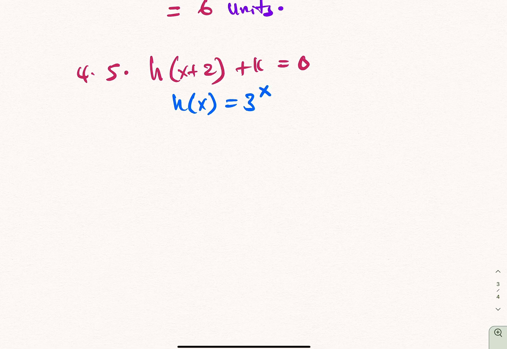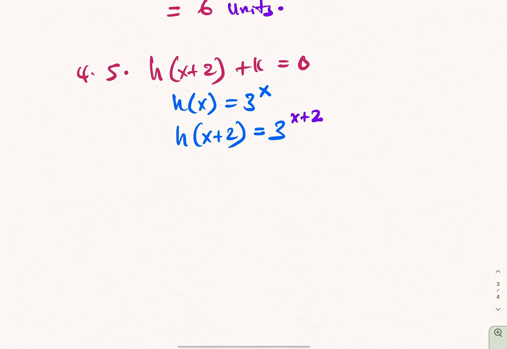Now we want to translate it. We want to translate h of x plus 2. If I translate it, this means I'm going to have 3 to the power x plus 2. I'm translating horizontally to the left.